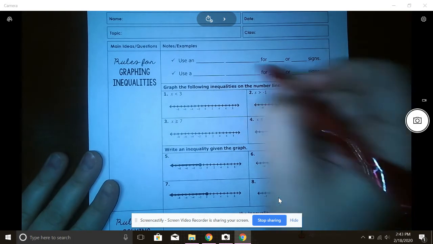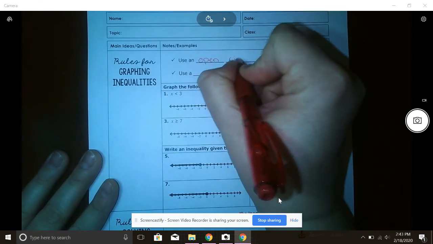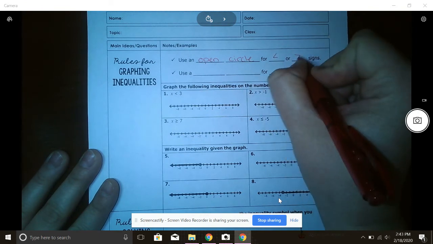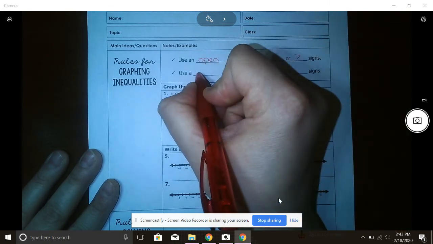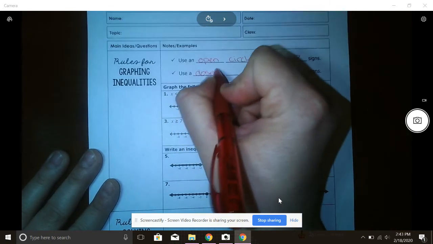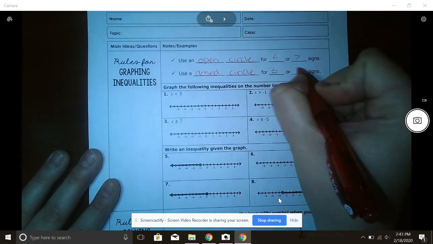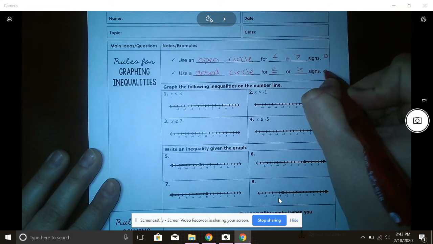Okay, so first of all, you're going to use an open circle for our signs that have no equal to. So just a less than or greater than sign. That open circle is a signal that there is no equality involved. And we are going to use a closed circle for anything that has an equal to. So an open dot versus a closed dot.